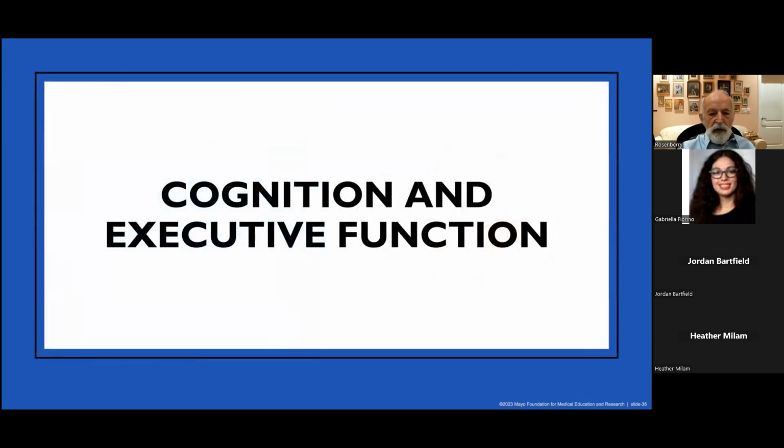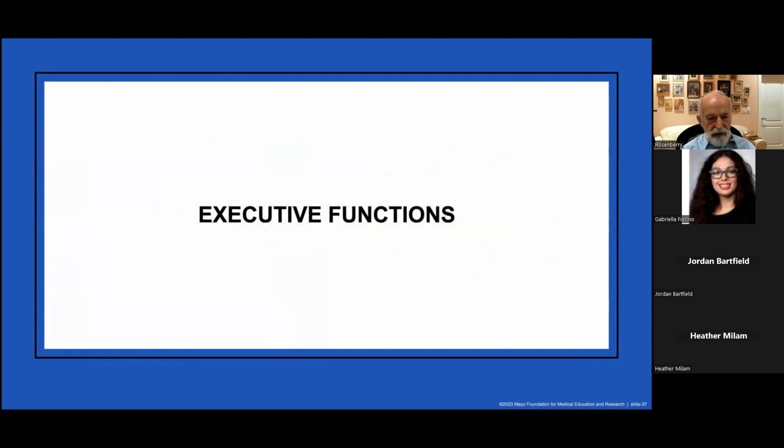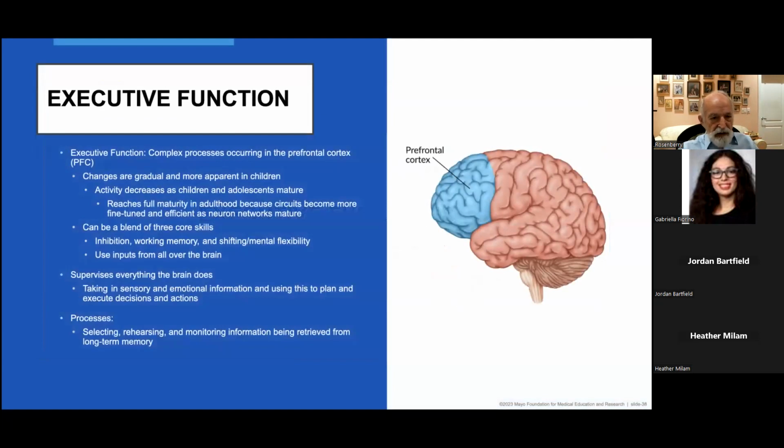Now, we're moving on up. When we get to executive function, we're talking about very complicated behavior. Let's see what the next slide shows. Executive function processes occur in the prefrontal cortex primarily, and they're gradual and more apparent in children. Activity decreases in children and adults as they mature.